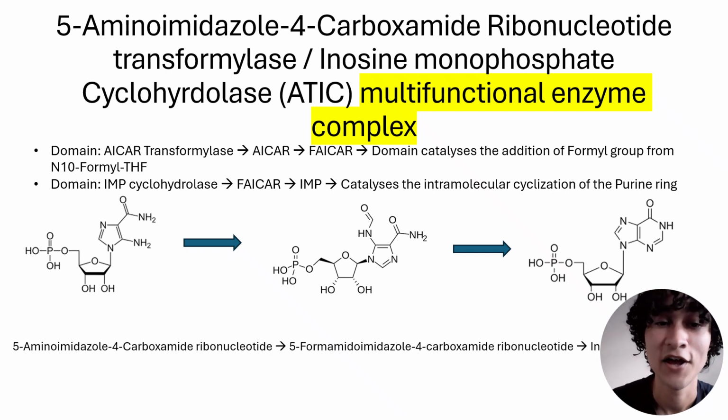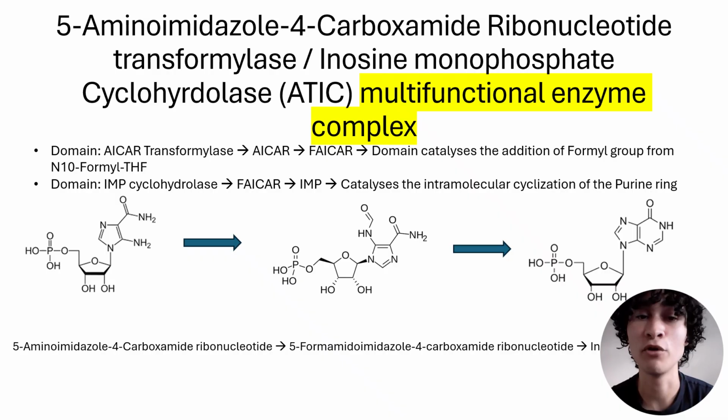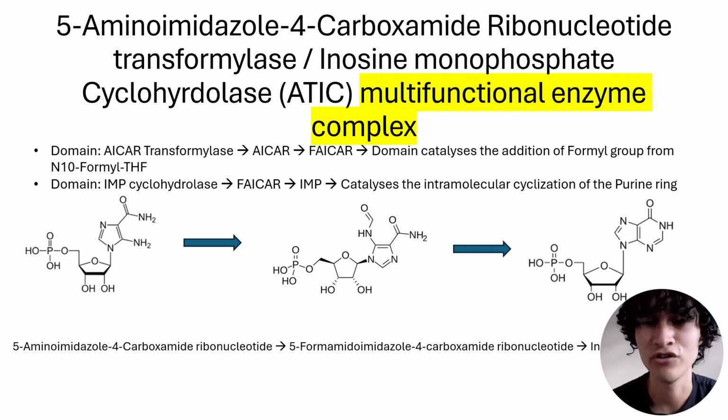Now it has an aminoimidazole carboxamide ribonucleotide transformylase domain, which is involved in transferring a formyl group from our formyl donor, N10-formyl tetrahydrofolate, onto our aminoimidazole carboxamide ribonucleotide to form formyl-aminoimidazole carboxamide ribonucleotide. Okay, and then the next domain is an IMP cyclohydrase domain, and that's going to catalyze the intramolecular cyclization of the purine ring. It's going to cause that ring to close, and we're going to get our inosine monophosphate, which is the first precursor to our guanine and adenine nitrogenous bases.